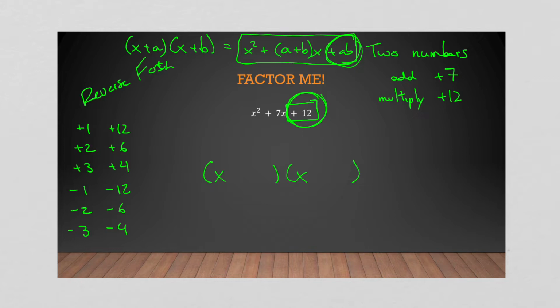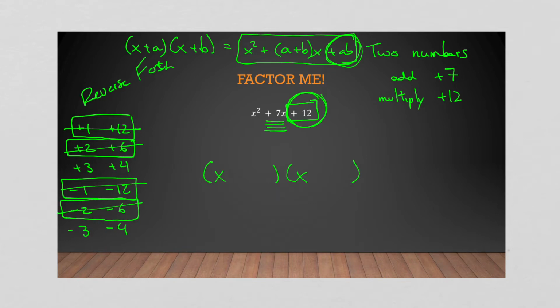And what we're looking for is those exact same two numbers have to add to 7. So all we're looking for is what is that? Well, those two add to 13. So no. Those two add to 8. No. Those two add to negative 13. No. Those two add to negative 8. No. Those two add to negative 7. Close, but no. Only those two numbers add to positive 7.